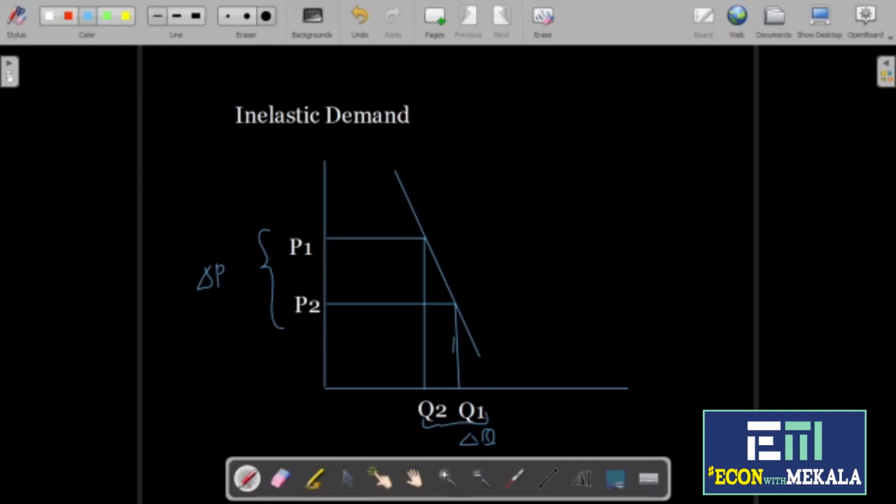I hope you understand the difference between elastic and inelastic demand. Also, how these two graphs are different, how the elastic demand curve gets a shallow slope and how the inelastic demand curve gets a steep slope.